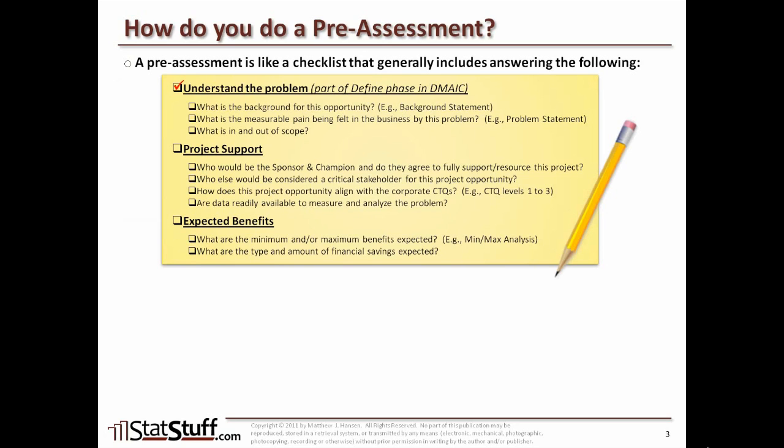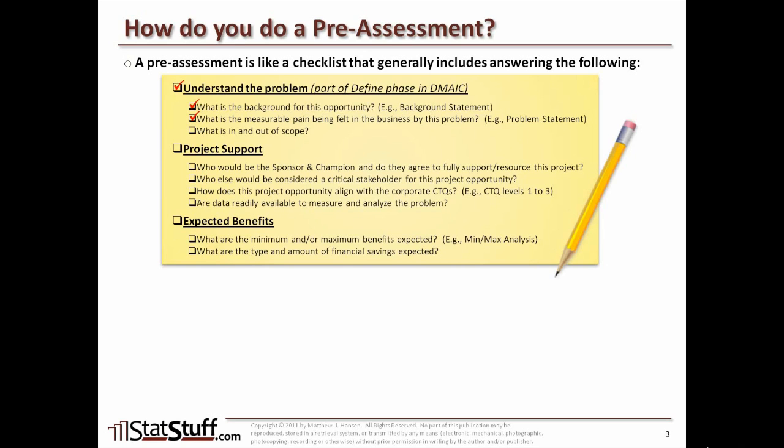First, in understanding the problem, which is really a good piece of the define phase of DMAIC that will be under the define portion of the future training videos. First of all, we want to understand what's the background for this particular opportunity, which might be a background statement that you try to fill out to understand some of the context behind the situation. Next, we want to understand what the measurable pain is that's being felt in the business. This is really like the problem statement.